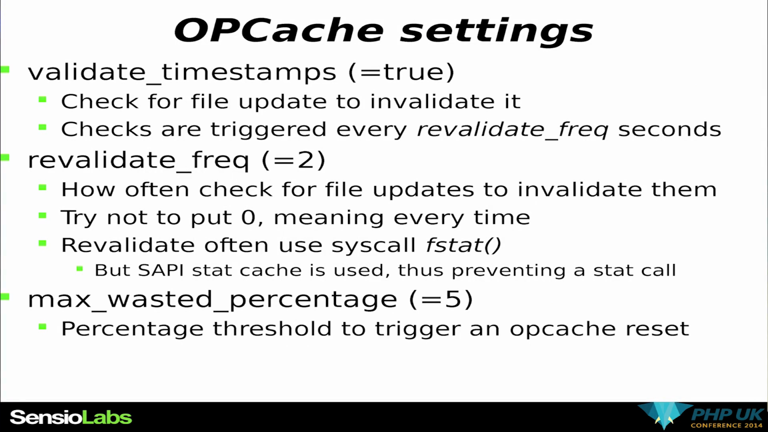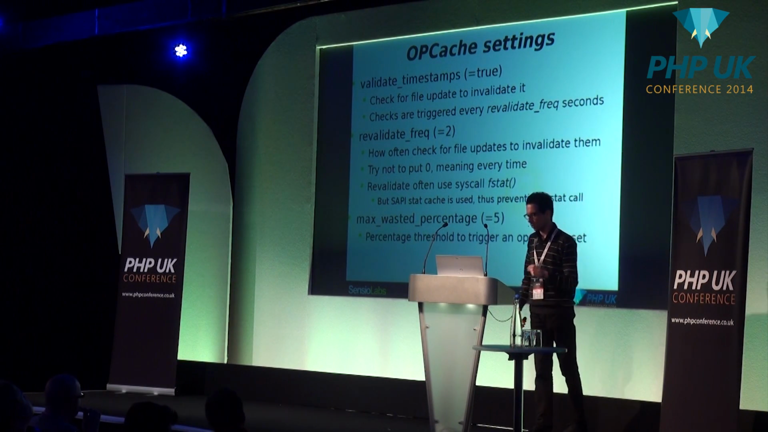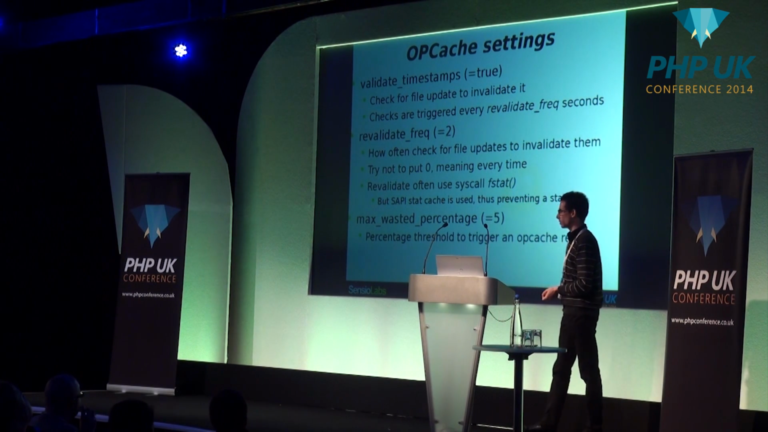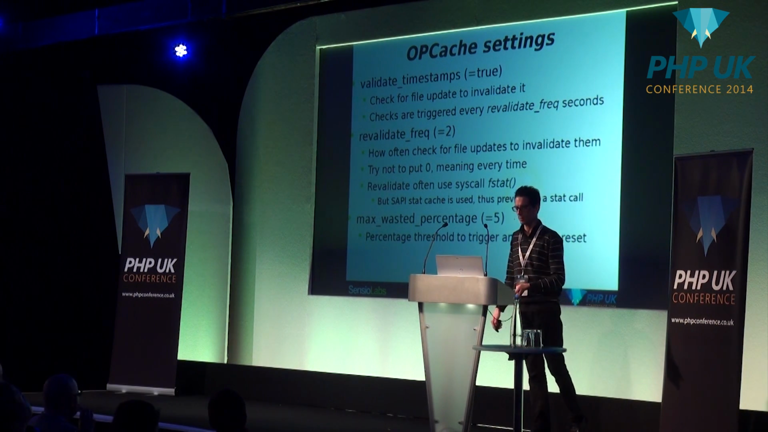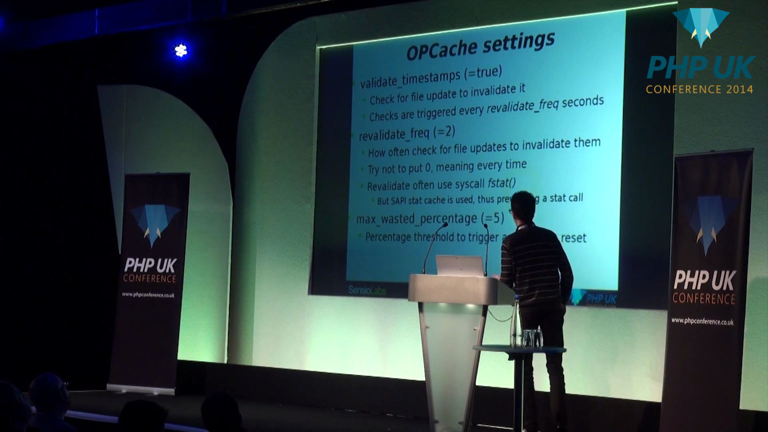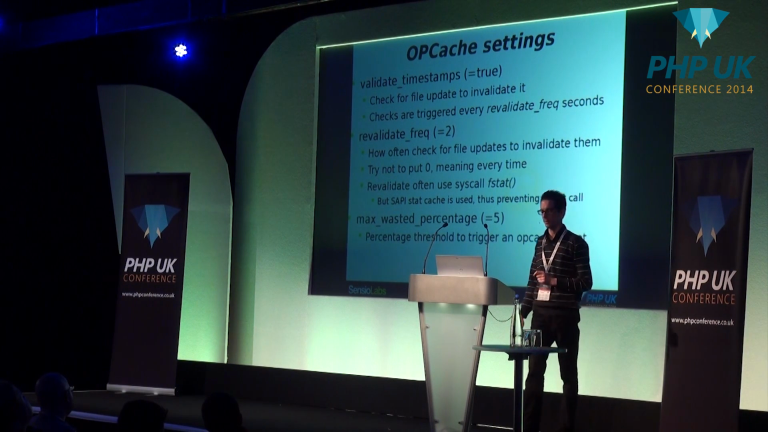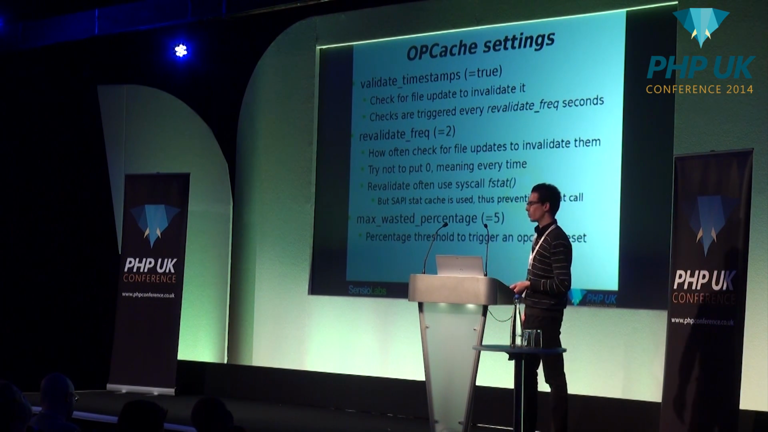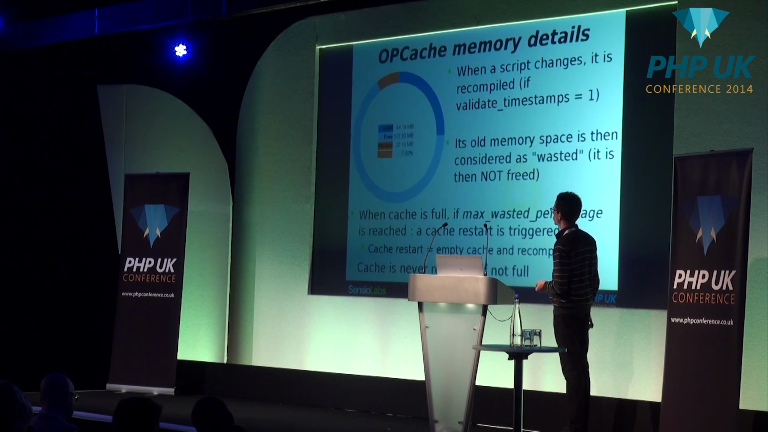And as you can expect, validate timestamp. Should I check on the disk every time if your file has been modified? I did not experience lots of slowness when you put this to true in production, because nowadays Linux kernels are very nice to optimize those accesses as well. So it's not that bad having this to true in production. And the wasted percentage, I will talk to you about this in a minute. So those are settings you can read in the php.net documentation.